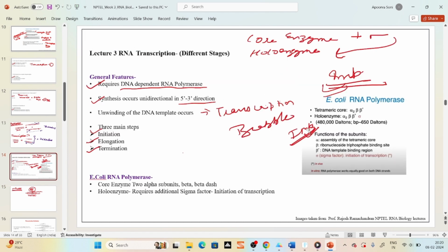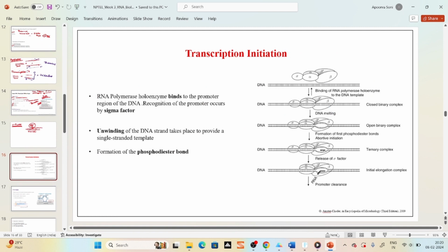So the different subunits have different functions. The alpha subunit is responsible for the assembly of the core complex, that means the four things, the tetrameric core. Beta is responsible for the ribonucleoside triphosphate binding site, beta dash for the DNA template binding region, and the sigma factor for the initiation of transcription. So now we come to transcription initiation.